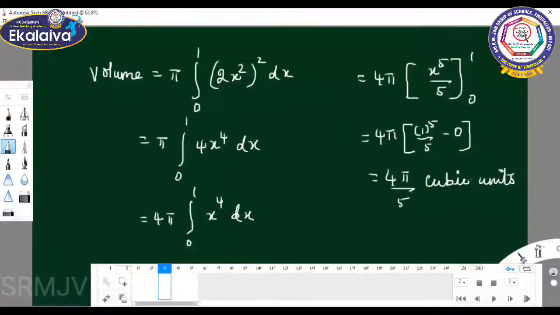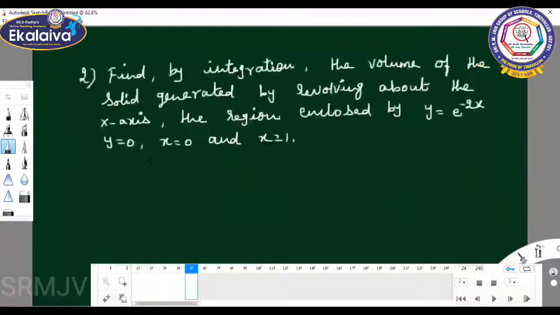See the second sum. Find by integration the volume of the solid generated by revolving about the x-axis the region enclosed by y equal to e power minus 2x, y equal to 0, x equal to 0, x equal to 1. So the limit is x equal to 0 to x equal to 1, y equal to e power minus 2x.